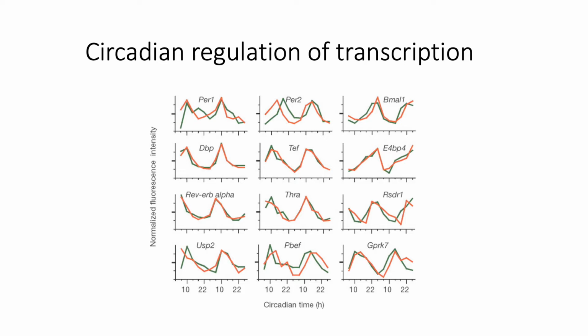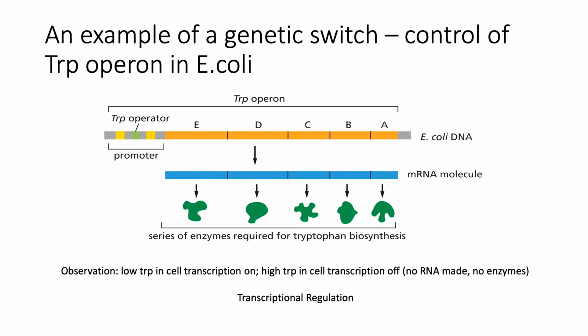So I want to give you an example of one relatively simple genetic switch. It's actually kind of elegant, but it's simple. And again, we're going to go back to E. coli, and we're going to look at the E. coli tryptophan operon. So let me describe what's on here. This is an example of a genetic switch, control of the tryptophan operon in E. coli. Okay, so first of all, what's an operon?